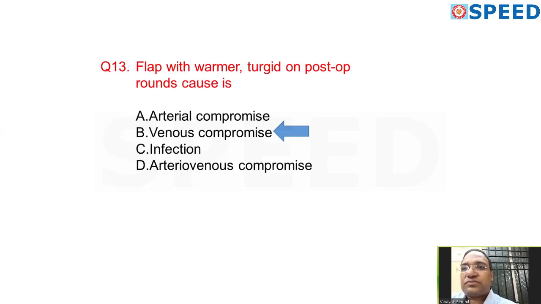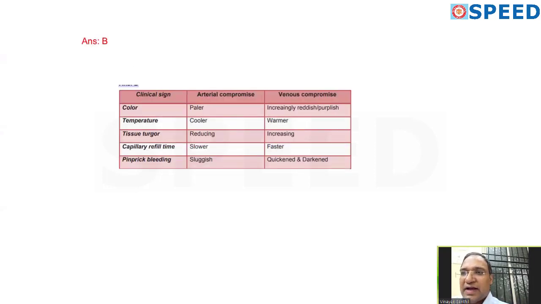This question on a flap with a warm, turgid on post-op rounds. Infection, the flap will not be turgid. It can be thickened and edematous and not be turgid, and rather it will not be warm also. Next slide. I feel the answer strongly goes in favor of venous compromise. If the question and options are right, my preference would be for venous compromise, looking at the face value of the question.